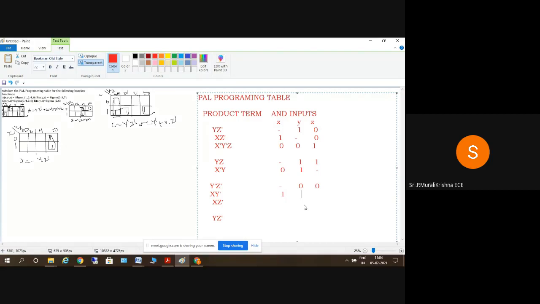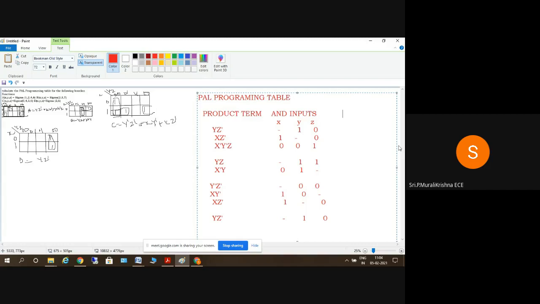So 1 0 dash, and XZ bar, this is 1 0 0. Okay, and the last one is YZ bar. This is dash 1 0. Okay, so these are the AND inputs here, and the last one is outputs.